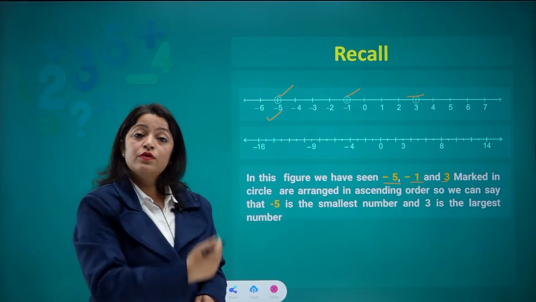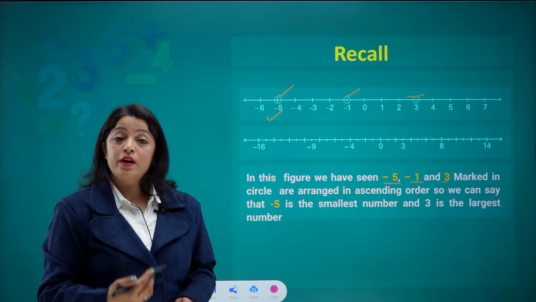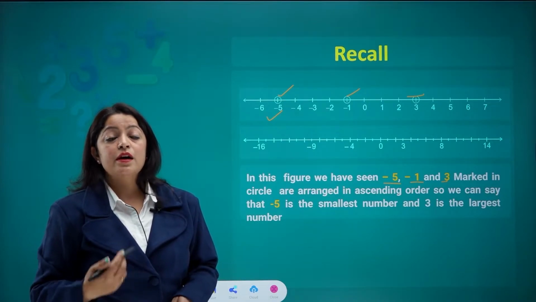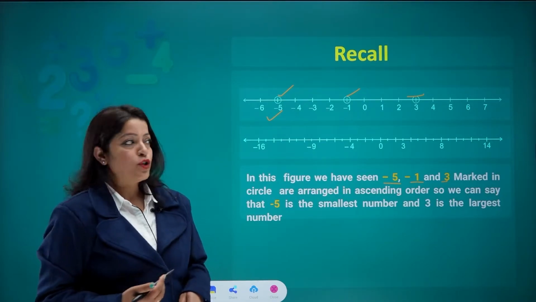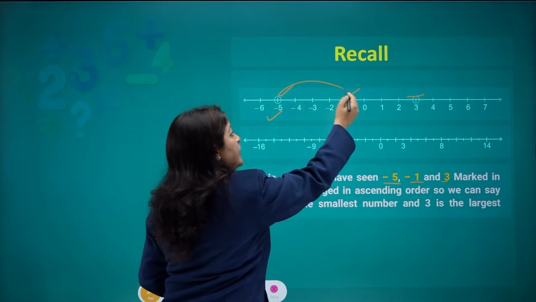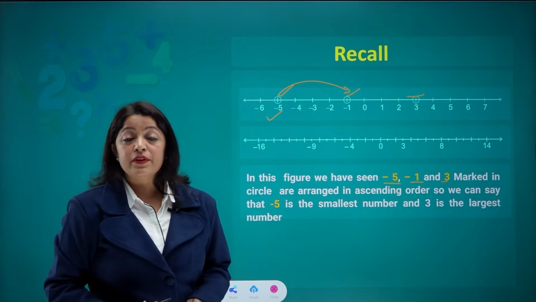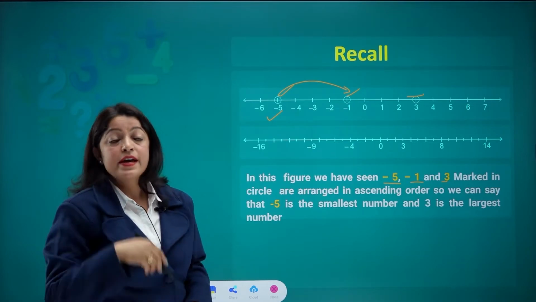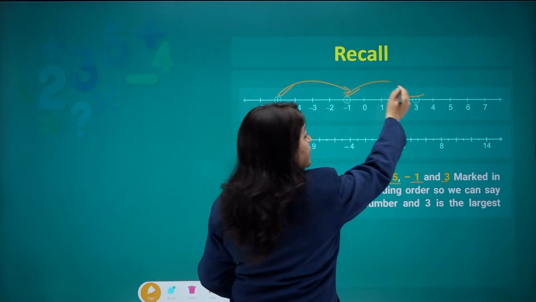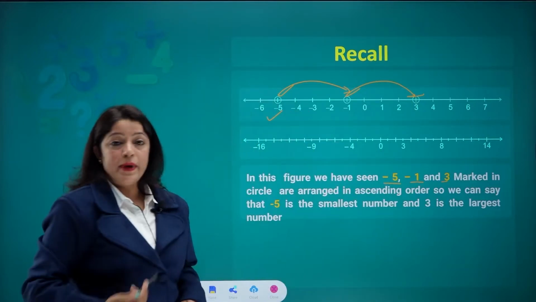And as we move to the right hand side on a number line, the number keeps on increasing. So from -5, if I go to the right hand side, it will keep on increasing. So -1 will be greater than -5. And similarly, I can say that 3 will be greater than -1.